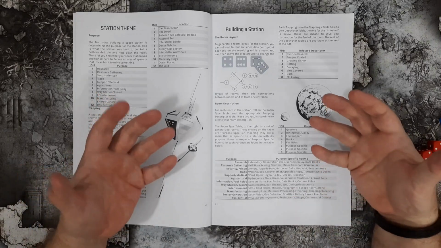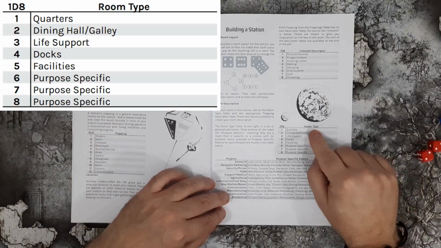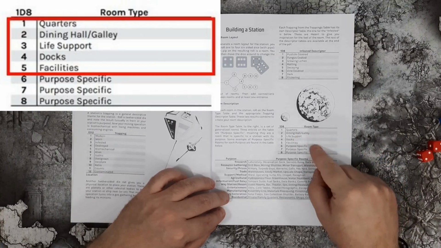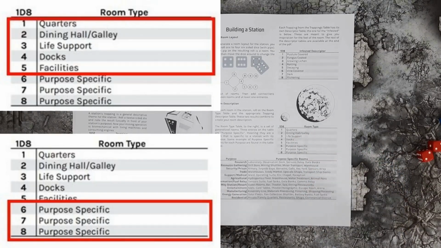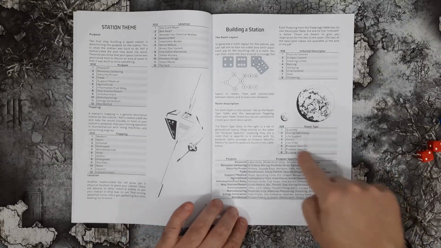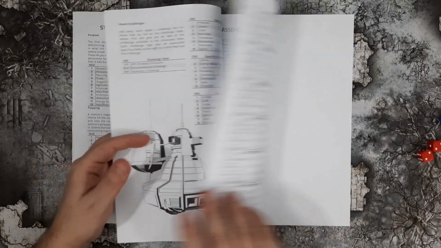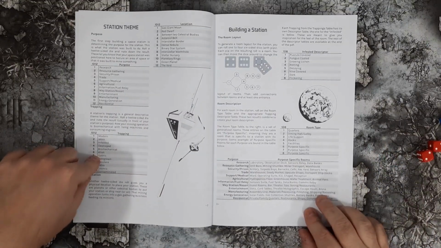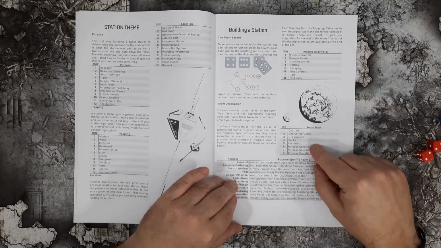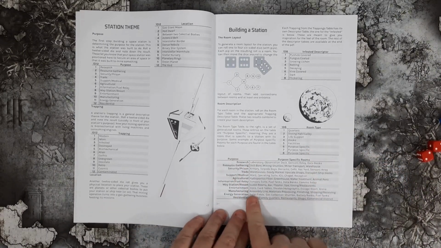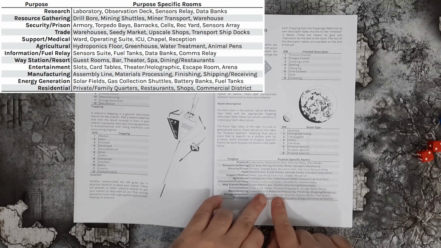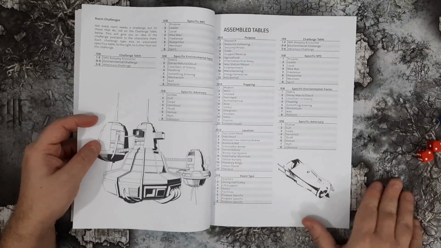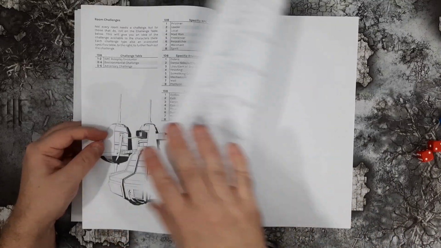Combined with that descriptor is the room type. The room type table includes some generic and also some purpose specific entries. So you roll on two tables, the room type and the descriptor table, which is relevant to the trapping that you rolled up at the start. The purpose specific ones you'll have to pick from the section linked with the purpose that you rolled earlier. And like I say, they're all linked at the back of the book.